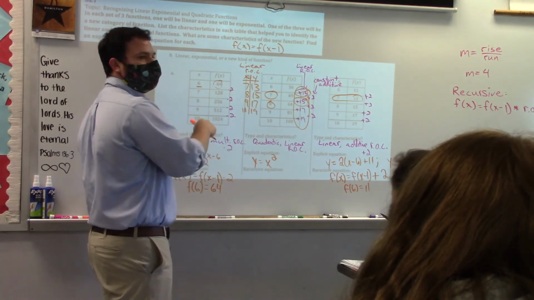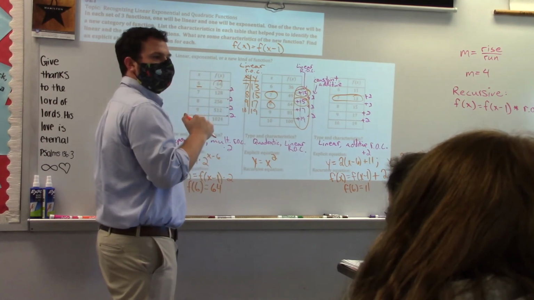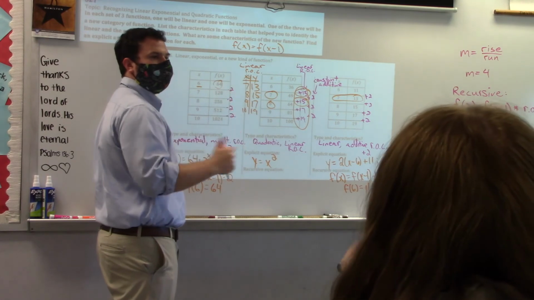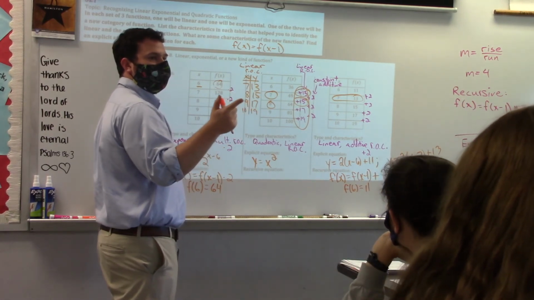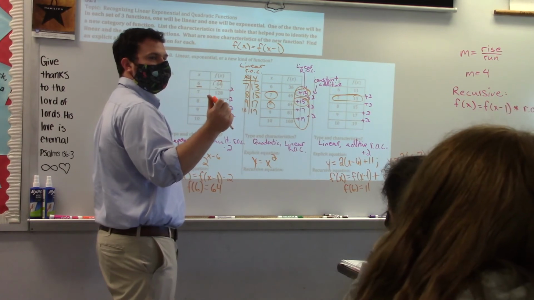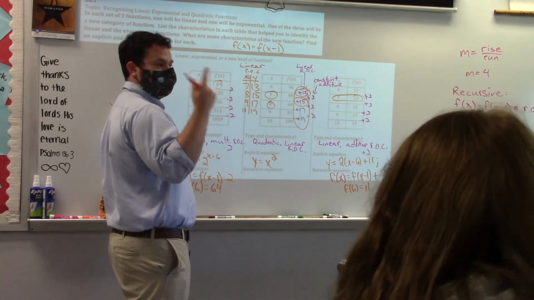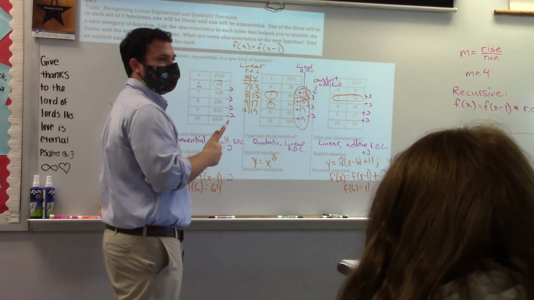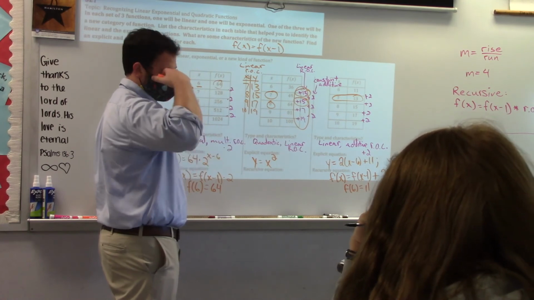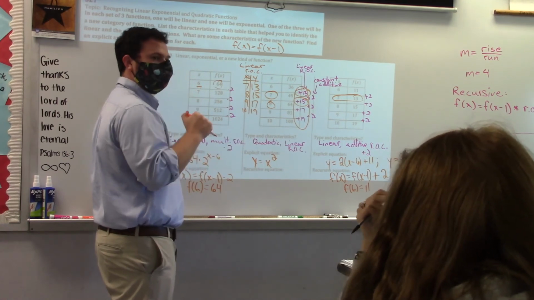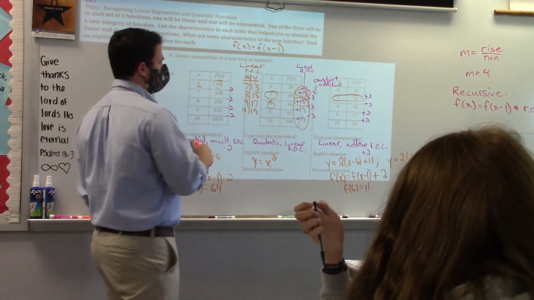So what equation can we use to model these values? Point slope, slope intercept, or standard? Point slope. Why point slope? Why not slope intercept? Point slope because we have a point. What is the slope? The slope is 2.